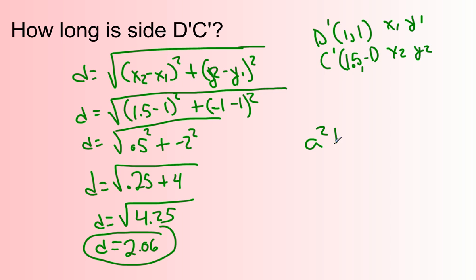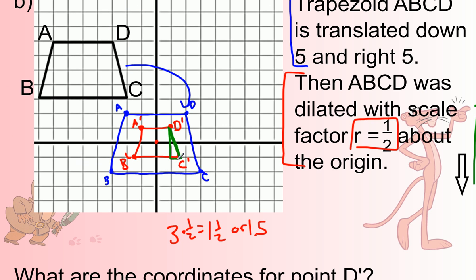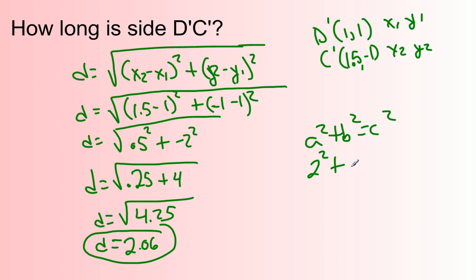So a squared plus b squared equals c squared. One of the sides was length 2. This side is length 0.5. If you remember, this goes from down to 1 and over 1.5. So this is 0.5. And we need to find the hypotenuse.